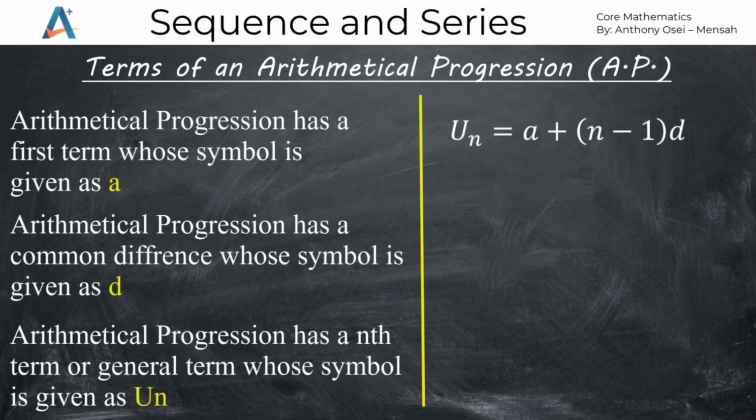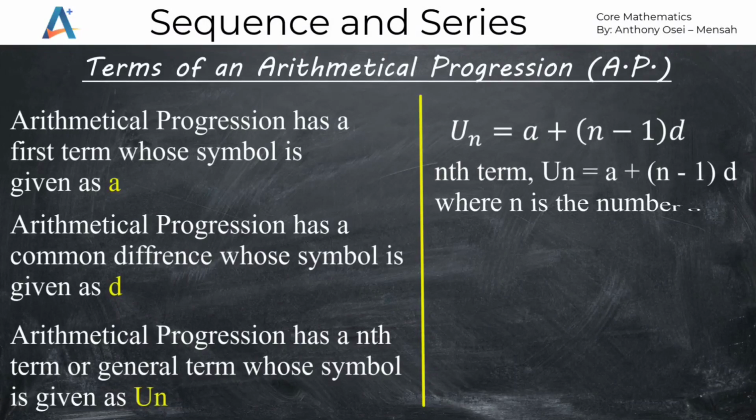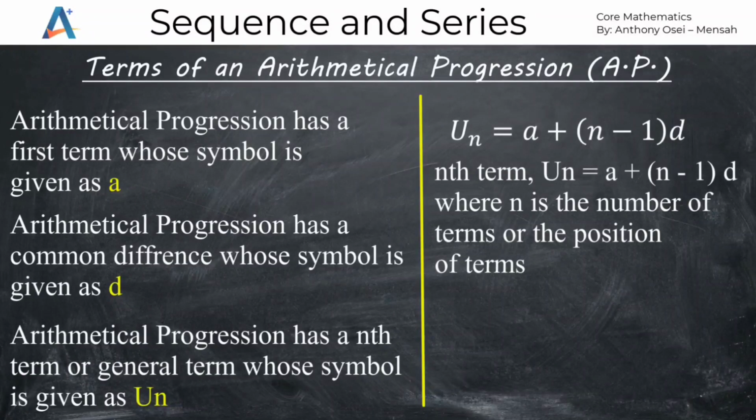So when we say that the nth term of the arithmetical progression has the formula A plus (n minus 1) times D, this formula becomes the general formula of all the terms of an AP. Meaning that if you want to get any of the terms of the AP, be it the first term, second term, third term, fourth term, and so on, this formula has to come into play before you can get all the terms in an AP.